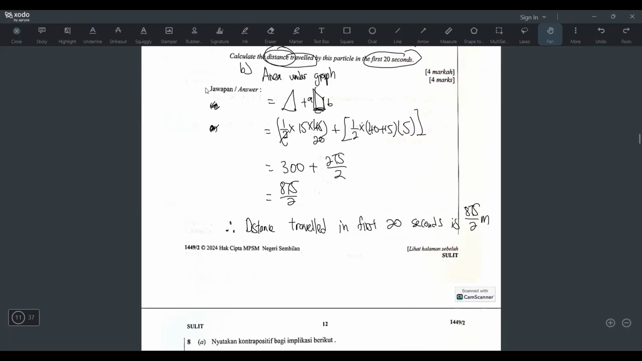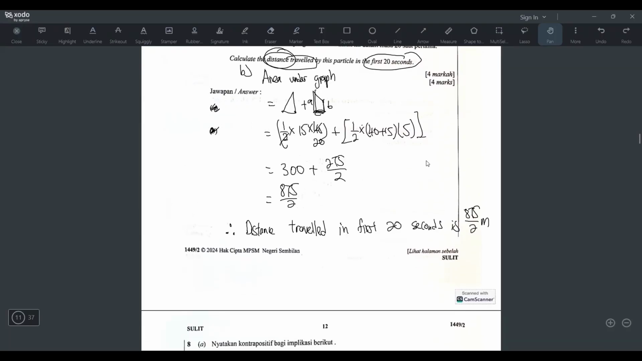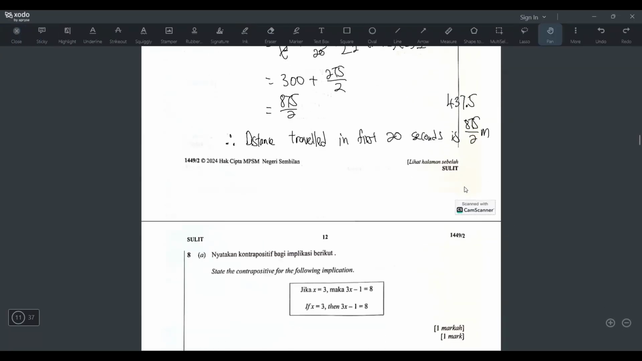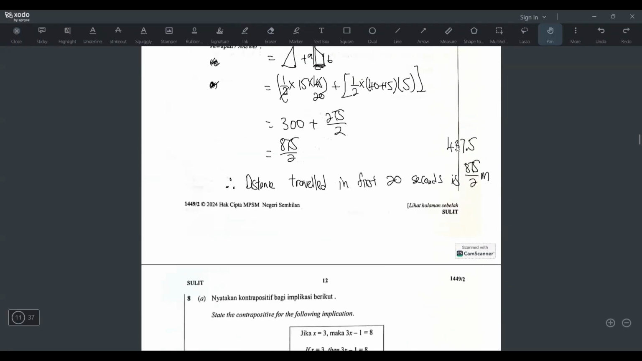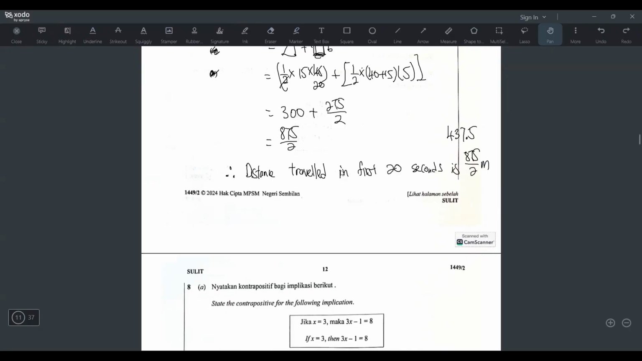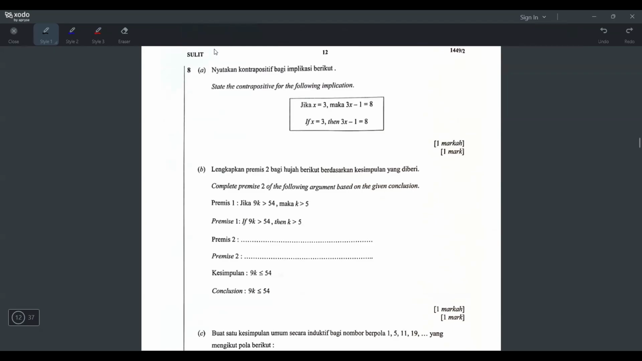If you want to write in decimal, can also. It's 437.5. Okay, 437.5 meter. But if you write in fraction, that is the best one, because sometimes you get many decimal places. So I always tell my students just write in fraction, because if you write in fraction, you will always be correct. Okay, let's move on.